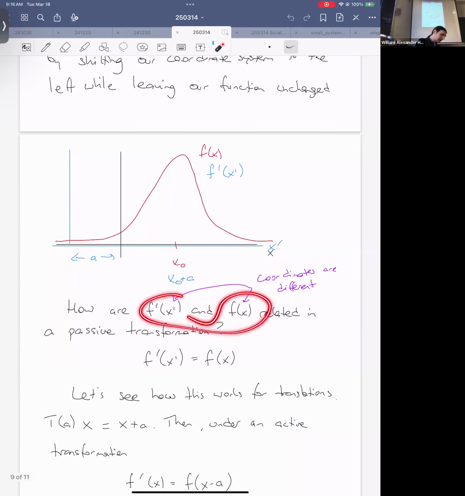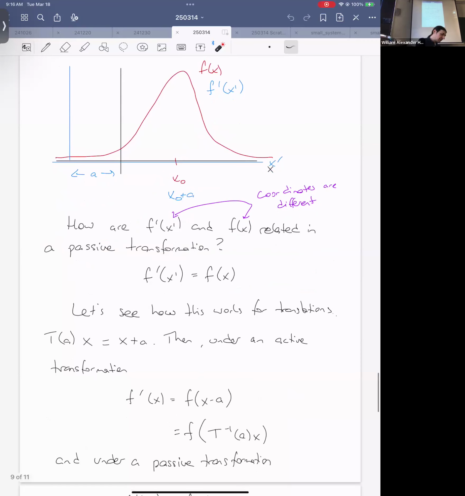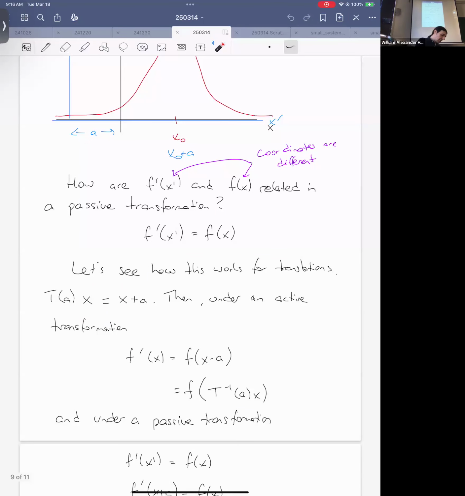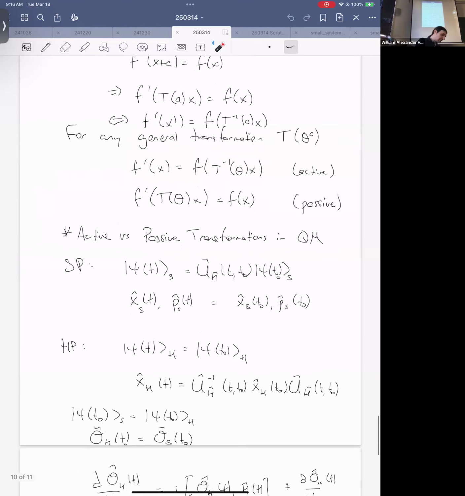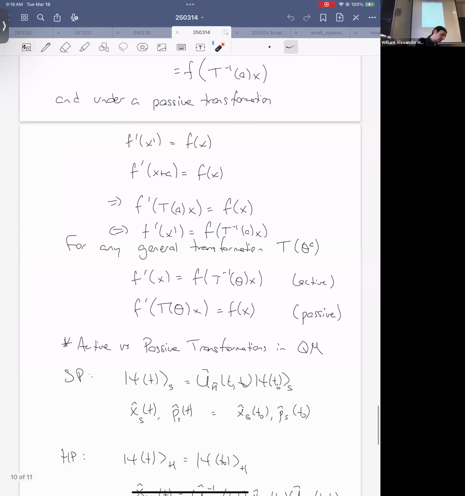And how are these functions related? As I just said, f prime of x prime is equal to f of x. And we said that x prime, the translation of x, is x plus a. And so then we get f prime of x prime is f prime of x plus a equals f of x. And so now in the passive transformation, we have our f prime of the transformation on x is equal to f of x.